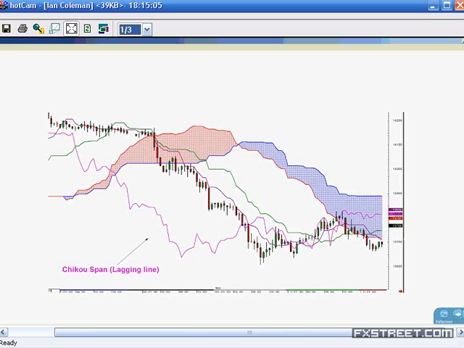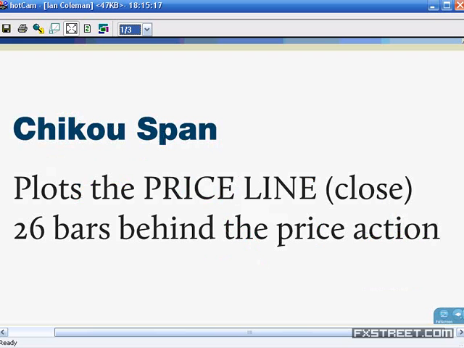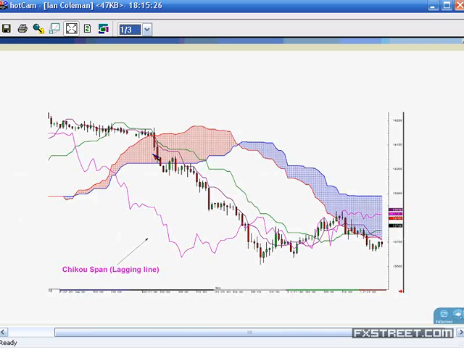Okay, and then we've got the Chiku span, which is the lagging line. Okay, the very important aspect of the Ichimoku Kinko Hyo is the lagging line, and we will talk about that in a bit more depth in a while. But this plots the price line, okay, which is the close 26 periods behind price action. So basically, if we're trading here, this line won't be seen. What we'll have is this line live here, and we'll see that when we get back to the charts.